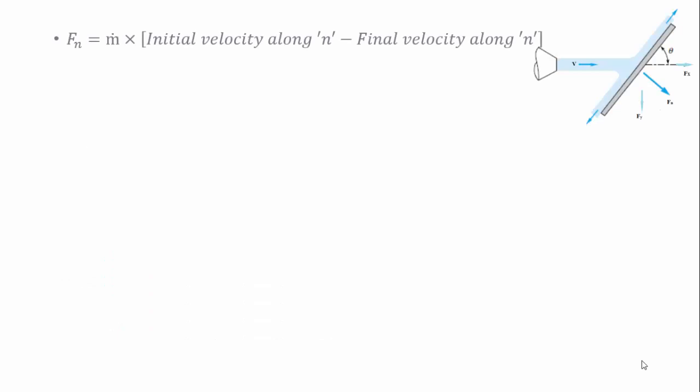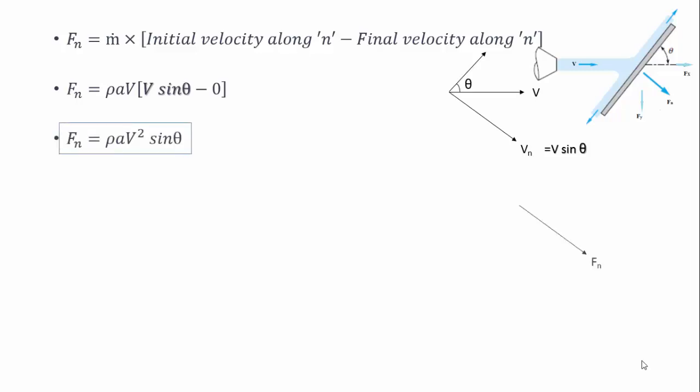Let's start with the force along the direction n. We know the initial velocity of the jet along the direction x is v. But now we need the initial velocity along the direction n. If the plate is inclined at theta degrees, its component along the direction n is v sine theta. As the water doesn't flow along the direction n after striking the plate, the final velocity along the direction n is 0. Hence, the force acting on the direction n is rho a v squared sine theta.